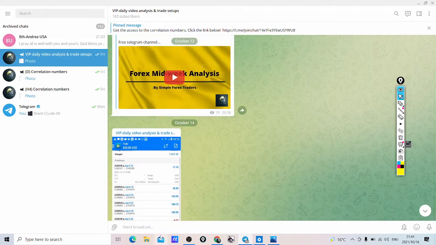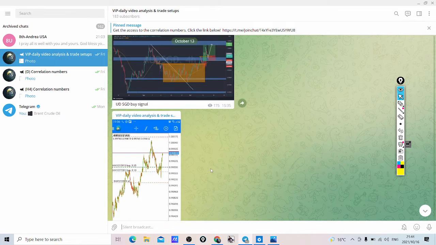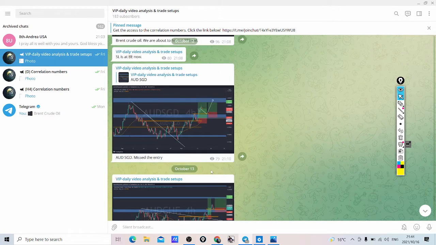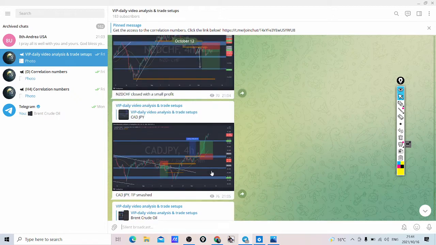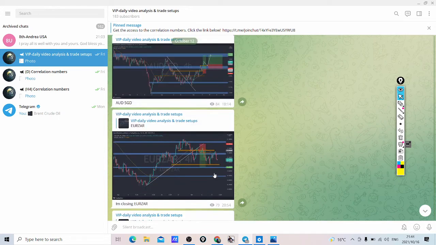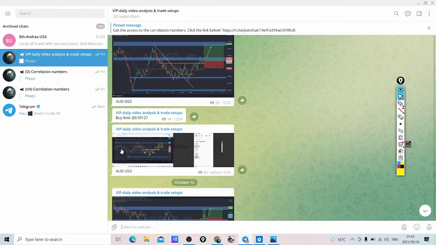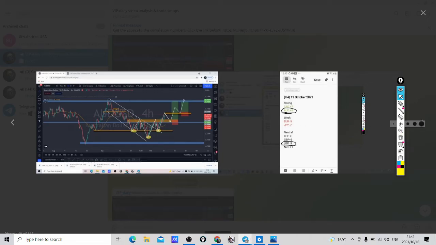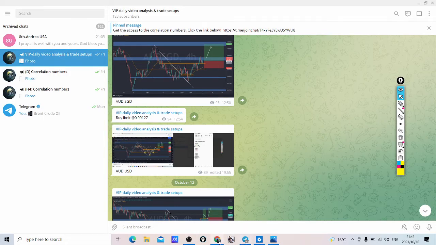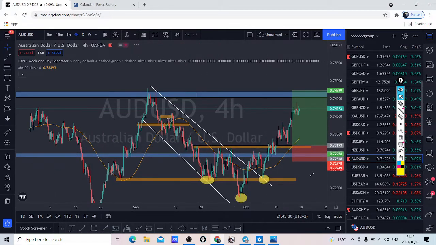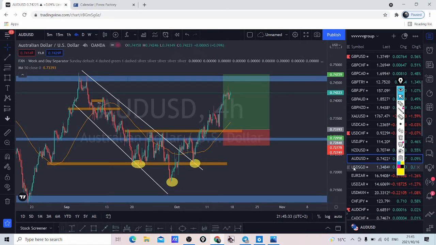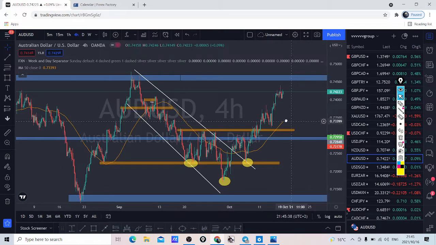Okay, I think it was AUD for a buy. Where is it? AUD for a buy. Okay, this was a signal for a buy. We're looking for a pullback, then buy. But the market didn't give us a decent pullback, and we ended up not buying. For now we can just remove this from our watch list because we are no longer interested in looking for a buy.